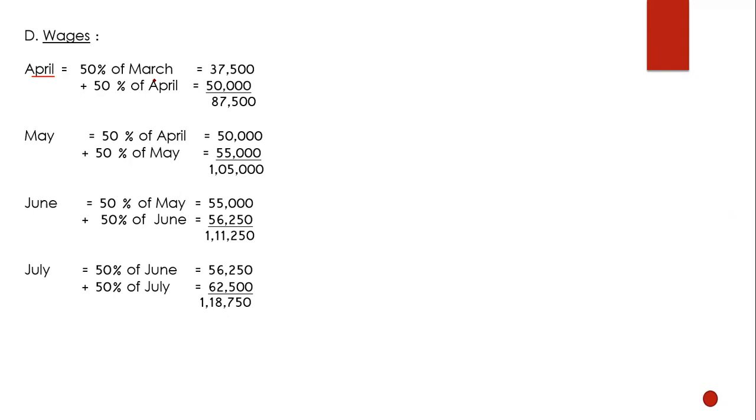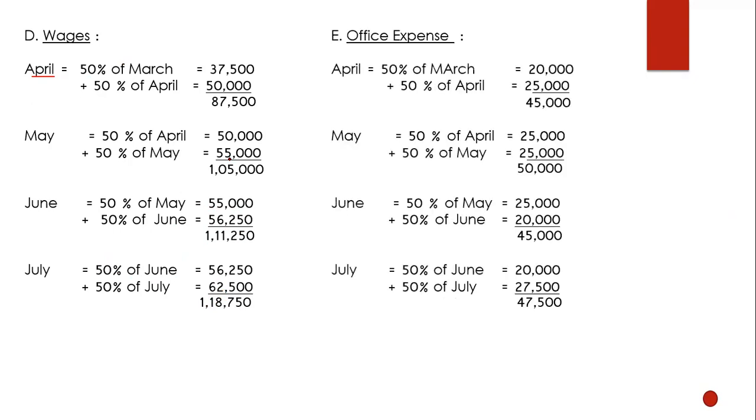In May, 50% of April is 50,000 and 50% of May is 55,000, so 1 lakh 5,000. In June, 50% of May is 55,000 and 50% of June's expenses is 56,250, so the total will be 1 lakh 11,250. In July, 50% of June is 56,250 and 50% of July is 62,500, so the total will be 1,18,750. Same way, we will do the calculation of office expense.